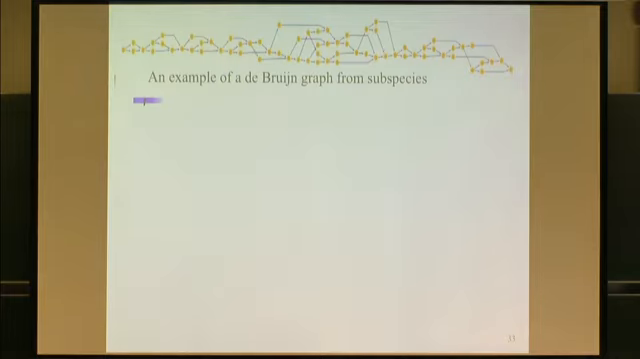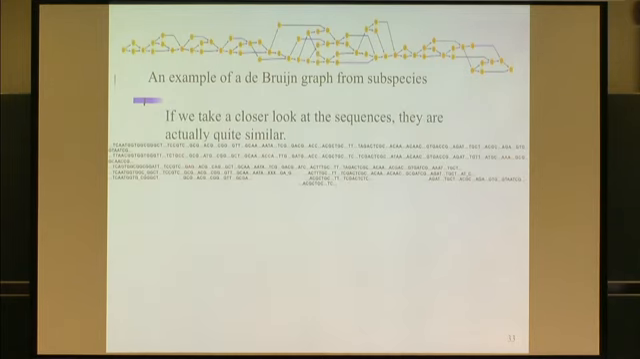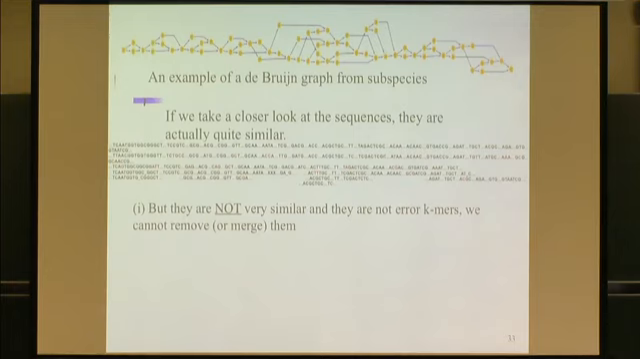Now, this is real. Actually, this is one part of the de Bruijn graph constructed based on subspecies. You can see that there are many branches here. Now we try to look at the actual sequence. Probably you cannot see it clearly, but if you look at it carefully, it seems like there are many common paths, and then there are some variations like insertion, deletion, substitution, all over. That's why it comes up with a graph like this. But the problem is, even though they are similar, they are not errors. They are not very similar, so those kinds of bubble removal techniques won't work.